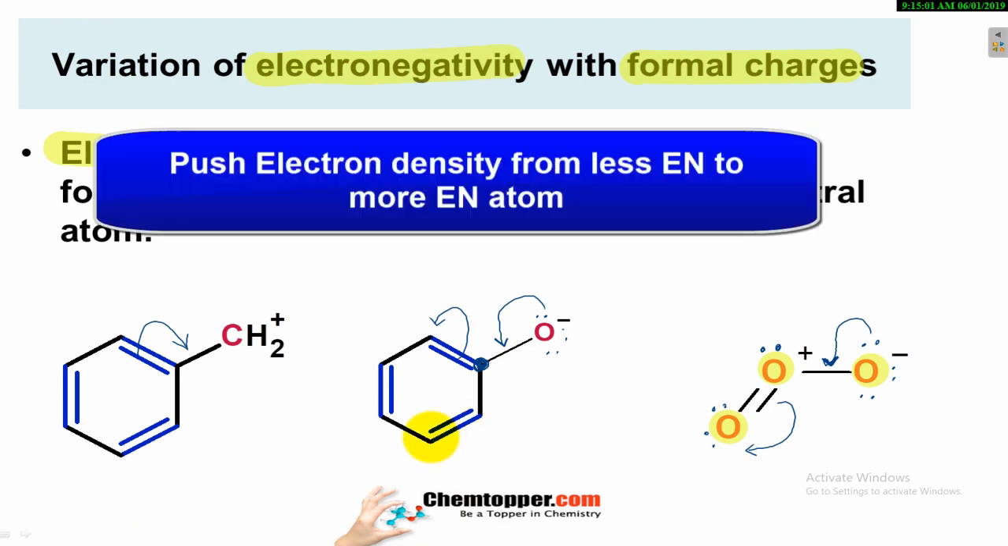So you can easily make the very first curved arrow in the resonating structures on the basis of difference in electronegativity. Electron pairs move from the least electronegative atom, which is electron rich, to the most electronegative or electron deficient atom.